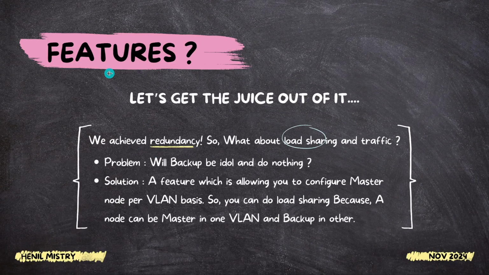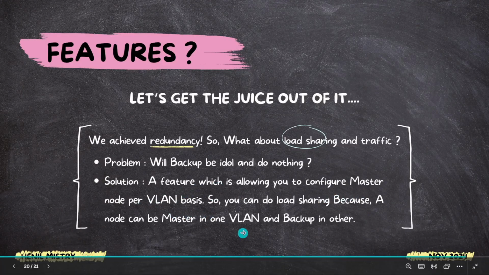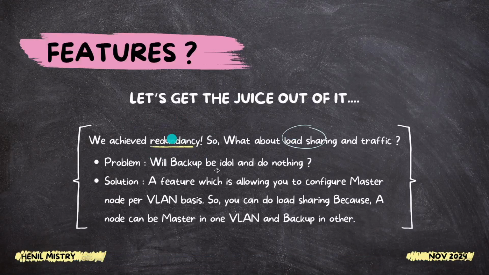So we can do that actually. That is one of the features of VRRP. It is a feature which allows you to configure the master node on a per VLAN basis. So let's say you have 15 VLANs in your layer 2 leaf spine architecture. You can do load sharing, because you can configure a master per VLAN. So a node can be master in one VLAN and it can be a backup in another, because you can alter it with the priority number. Remember? So that is one of the features.